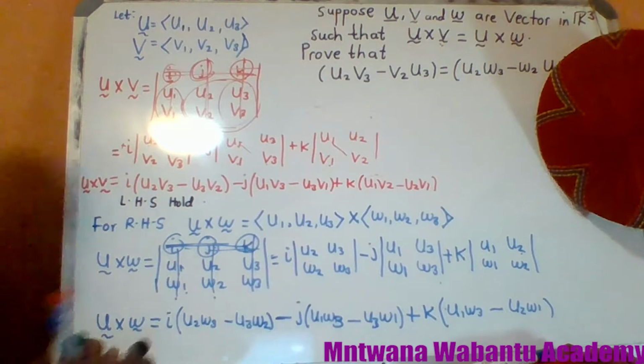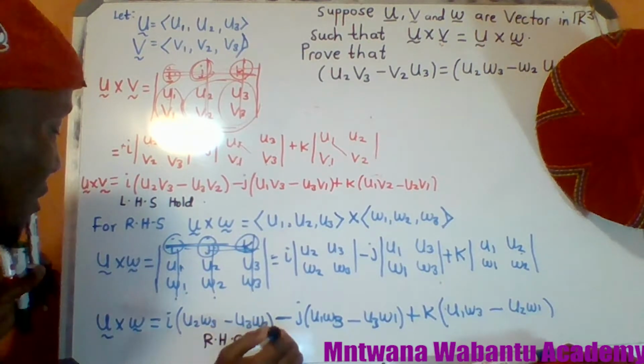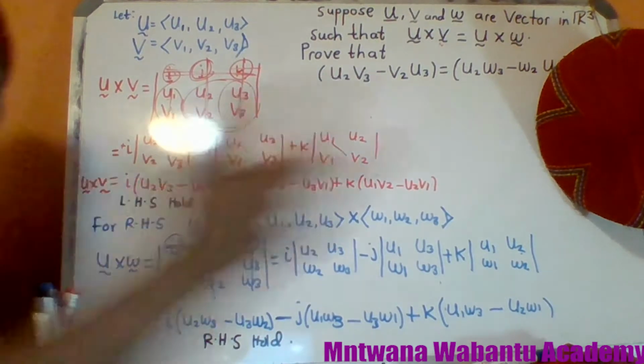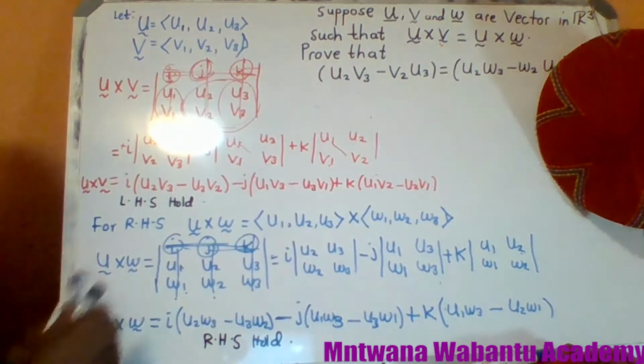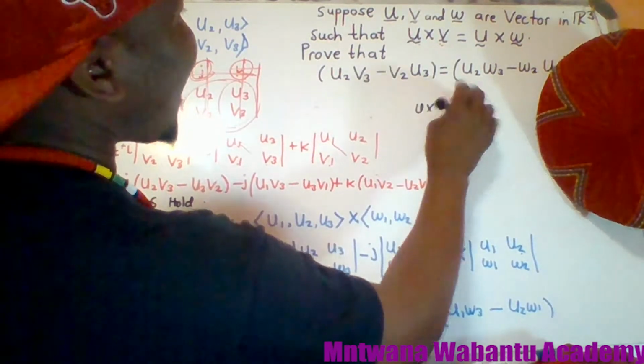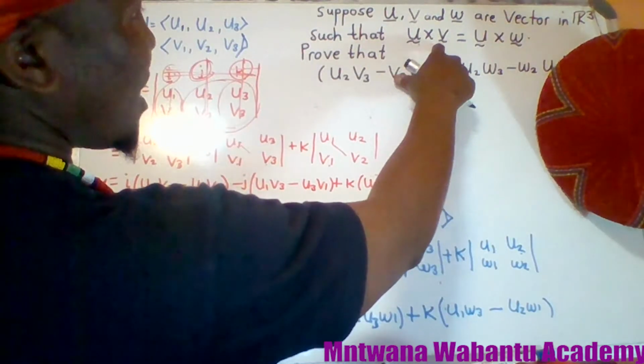Okay, let's just finish this: U1 W3 minus U2 W1. So even the right hand side also holds, but we're going to have to test it. So let's test to see if it's true.